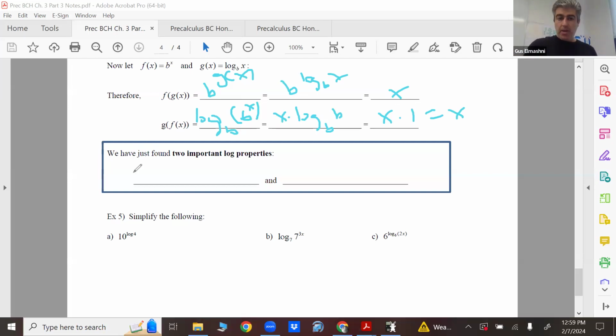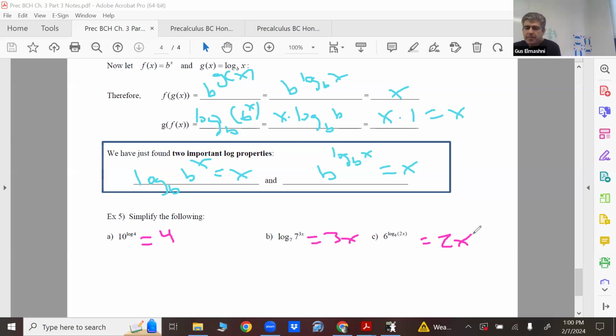So we found 2 important properties of logs. Log base b of b to the x equals x. And of course, b to the log base b of x equals x. So here, that's 4. Here, that's 3x. And here, it's 2x. So now we know.